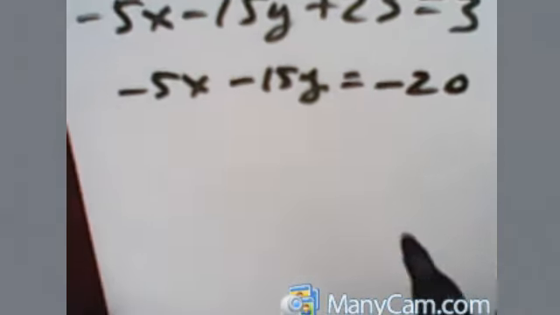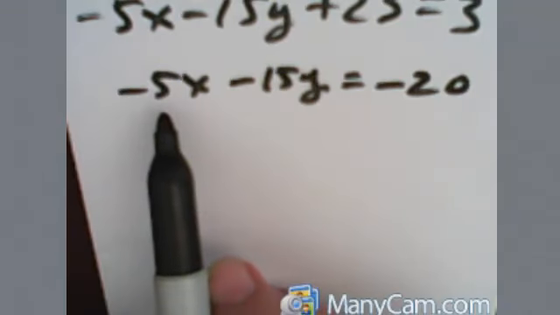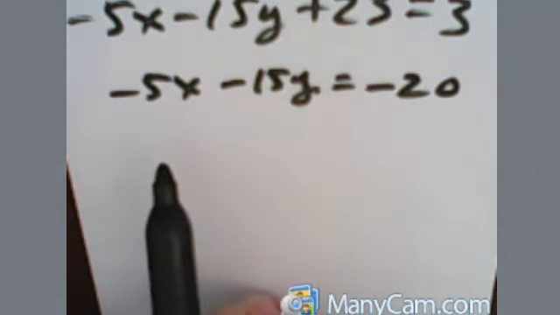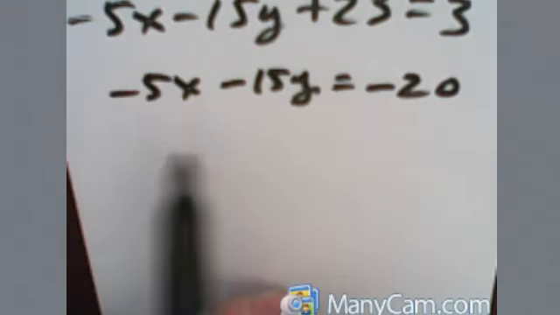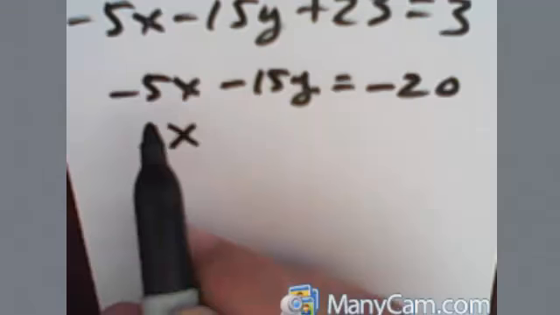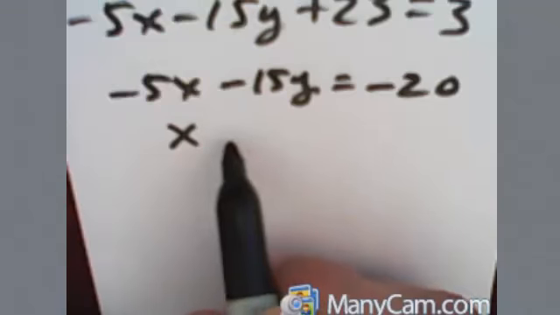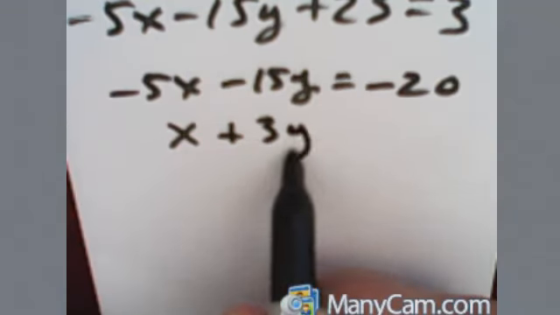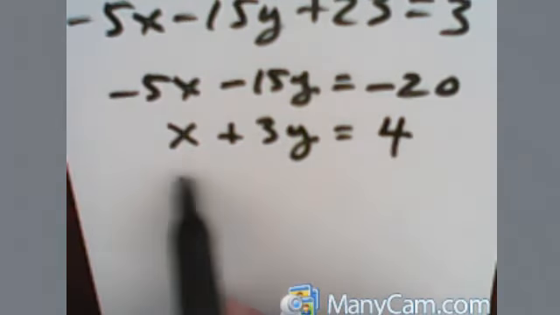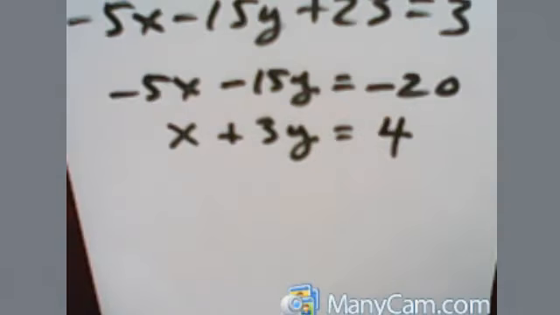Now notice that in all three of these terms, we have a factor of 5. 5 divides by 5, 15 divides by 5, and -20 divides by 5. In fact, these are all negative, so if we divide all the terms by -5, we turn it all positive, and that's a little nicer to work with. If I divide -5x by -5, I get simply x. A negative divided by a negative will be a positive. -15y divided by -5 becomes a +3y. And then dividing -20 by -5 gives us a 4. And this is a lot nicer than either one of these two before.